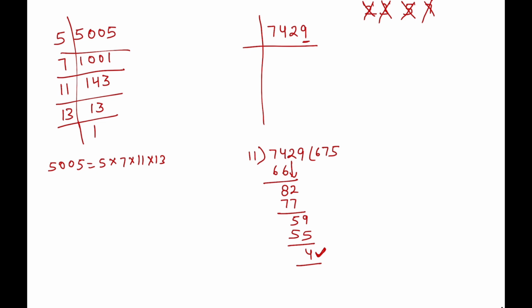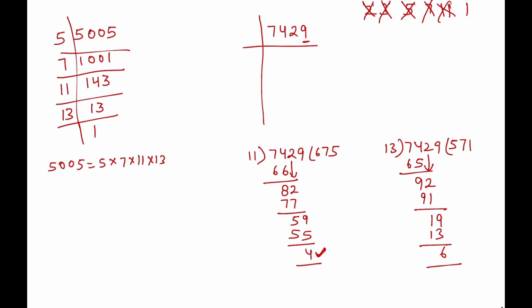Now, let's check by 13. So, when we divide by 13, 13 fives are 65. So, 9 will come, then 2 will come over here. Then 13 sevens are 91. Then 19. So, 13 ones are 13. So, 6 is the remainder. So, we cannot divide it by 11 and 13 both.